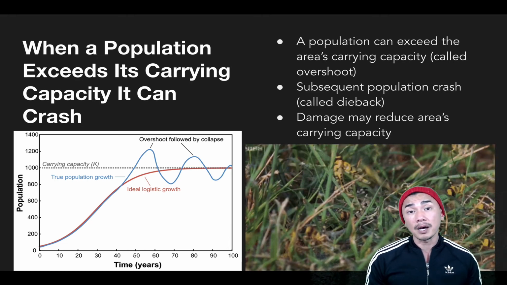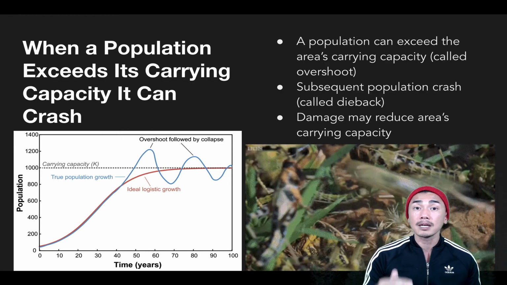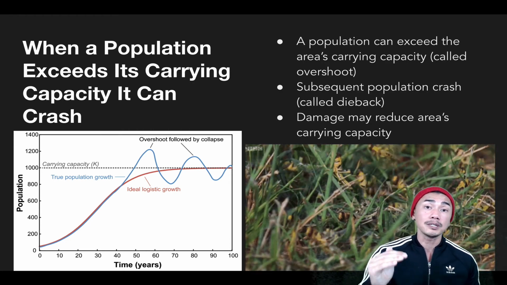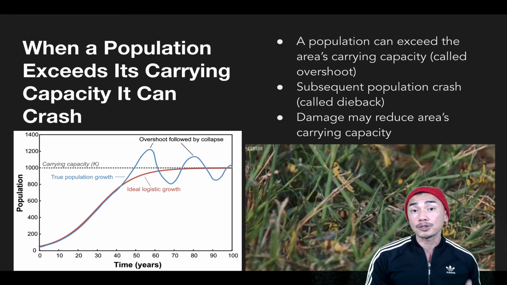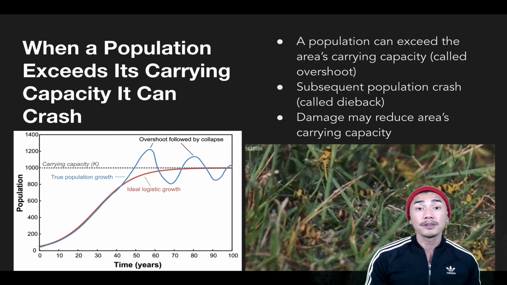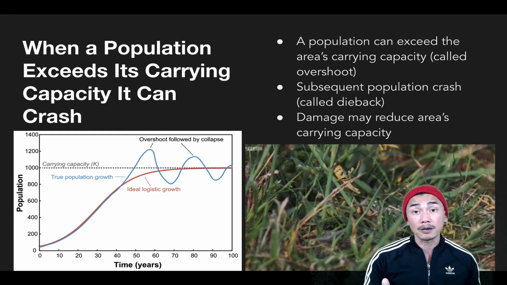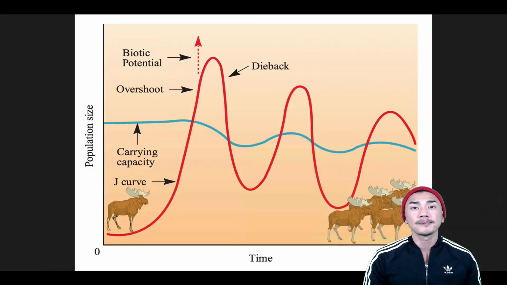Another thing to keep in mind is that the carrying capacity can change. It can go up and down. For example, if there is major damage or disruption to an environment, the carrying capacity can go down. This graph tracking the changes in a moose population shows how both carrying capacity can change and how overshoot and dieback can occur.